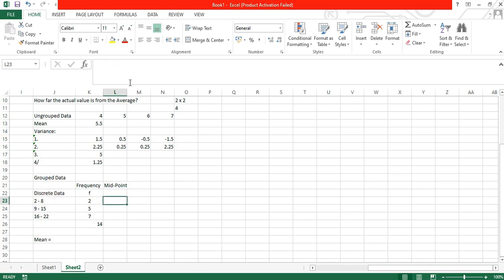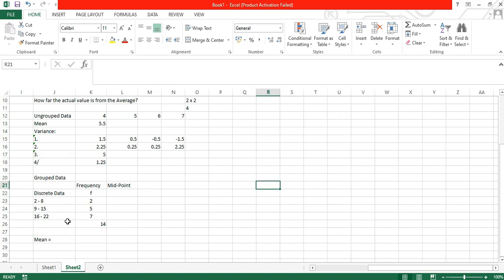What we do, so this is basically greater than 2, less than or equal to 8, right? So it will start from, basically it's not equal to 2, so it will start from 3, 4, 5, 6, 7 and 8.